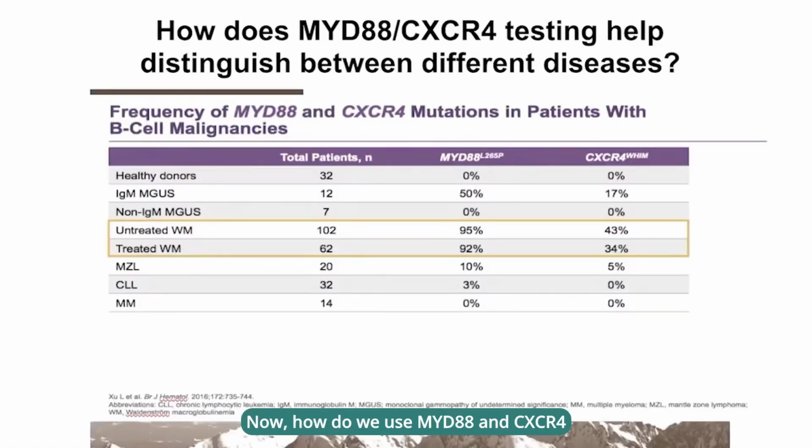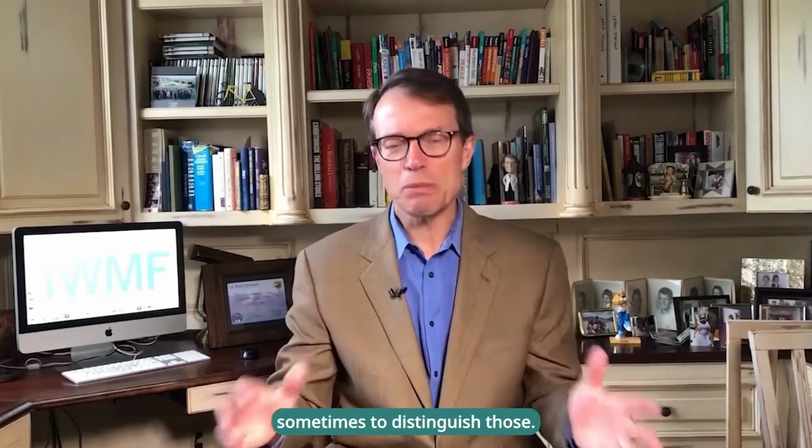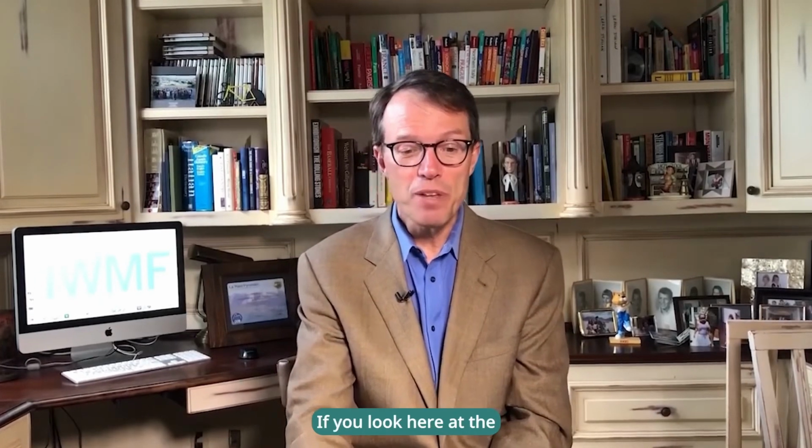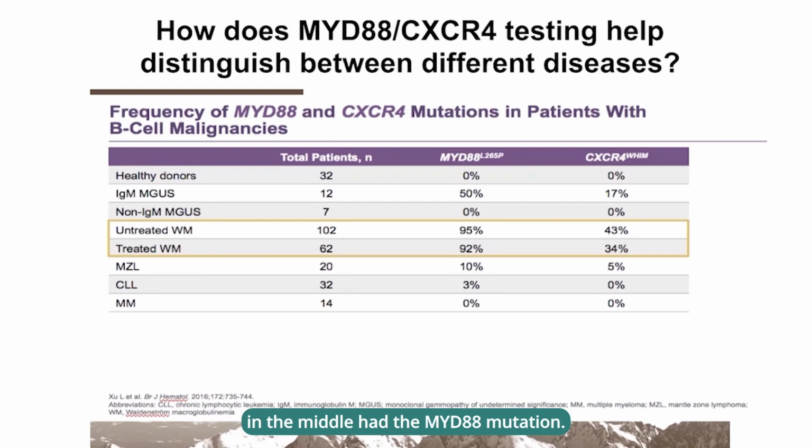Now, how do we use MYD88 and CXCR4 to help distinguish between different diseases? Many years ago, I would see a patient in my practice, and they had an IgM in their blood and they had this lymphoma in their bone marrow. And I said, boy, do they have Waldenstroms or do they have something called marginal zone lymphoma? And it could be impossible sometimes to distinguish those. So the MYD88 testing helps us, but it's not perfect. If you look here at the untreated WM patients, you find that 95% of them, in the highlighted box in the middle, have the MYD88 mutation. In marginal zone lymphoma, it's 10%, meaning it's sometimes present, but not very often present.